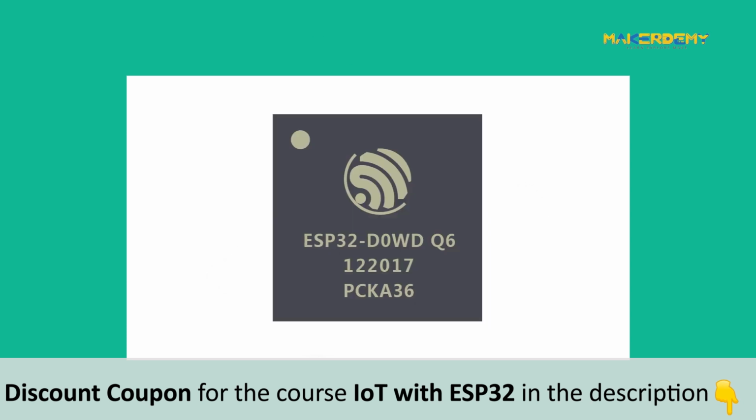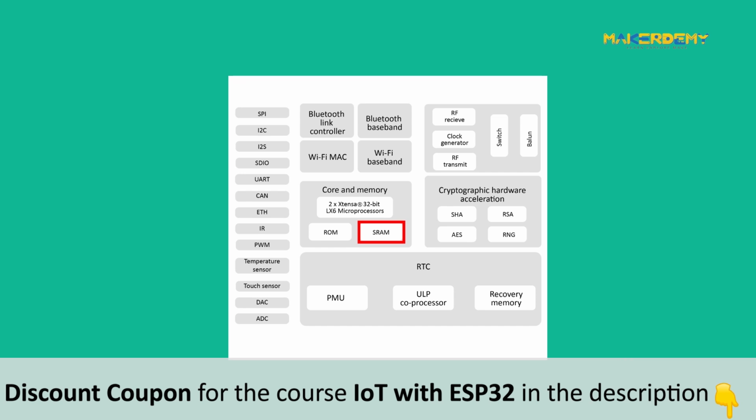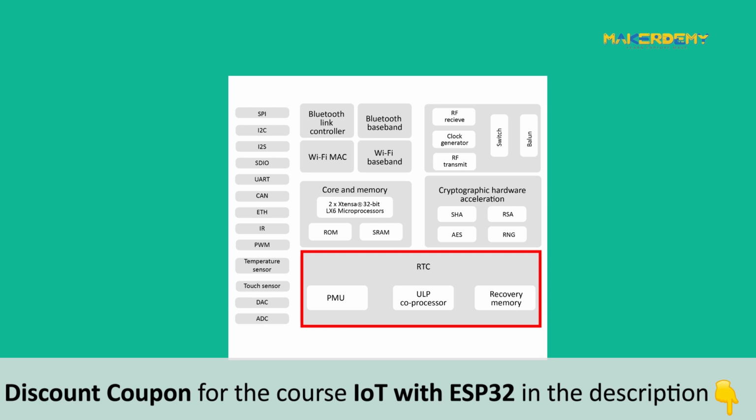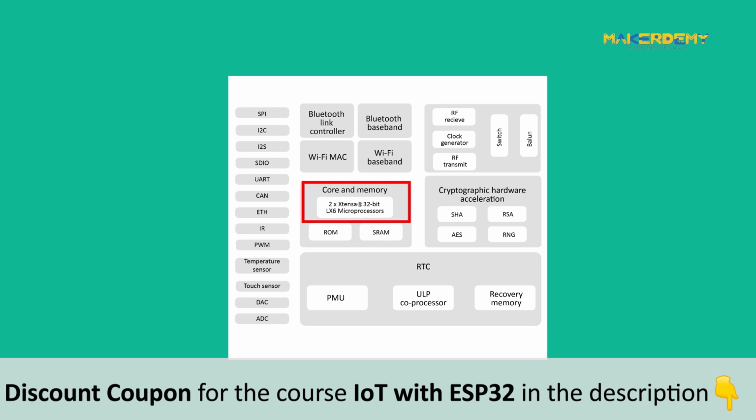The ESP32-D0WDQ6 chip has an internal memory of 448 kilobytes of ROM for booting and core functions. It has 520 kilobytes of on-chip SRAM for data and instructions. It has 8 kilobytes of SRAM in RTC, which is dedicated for data storage. The 8 kilobytes of SRAM in RTC, called RTC slow memory, can be accessed by the coprocessor during the deep sleep mode. The 2 CPU cores can be controlled individually.